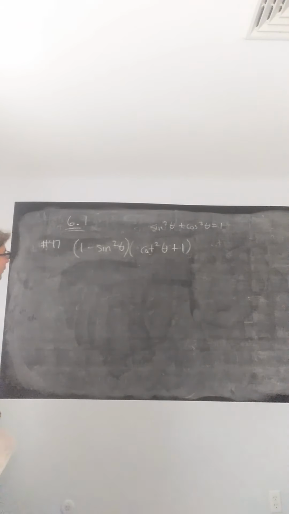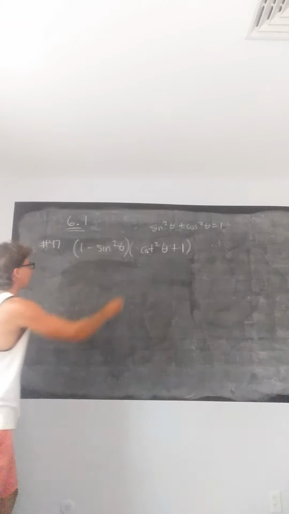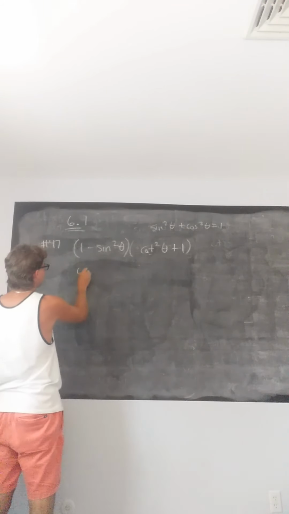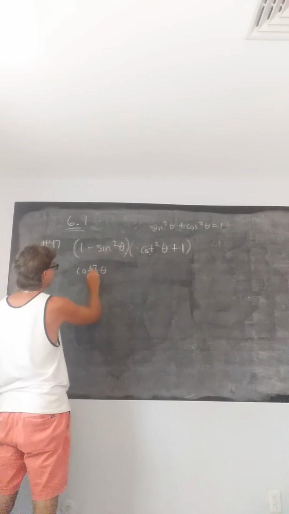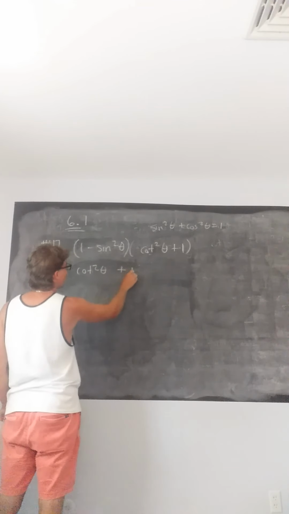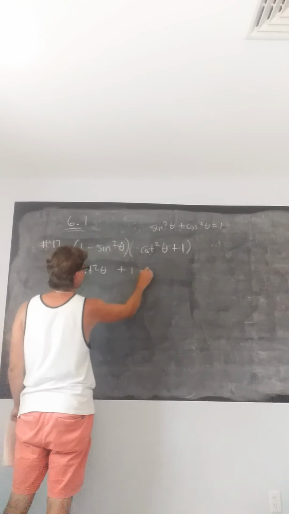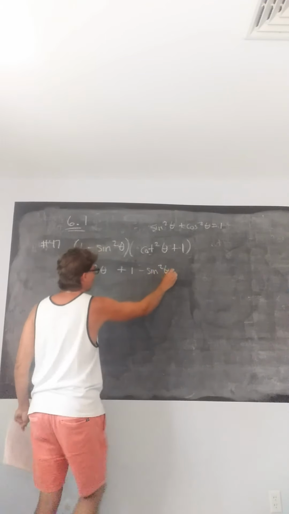So let's do this one using just the classic multiplication. So 1 times cotangent squared theta is cotangent squared theta. 1 times 1 is 1. Negative sine squared times cotangent squared is negative sine squared cotangent squared.